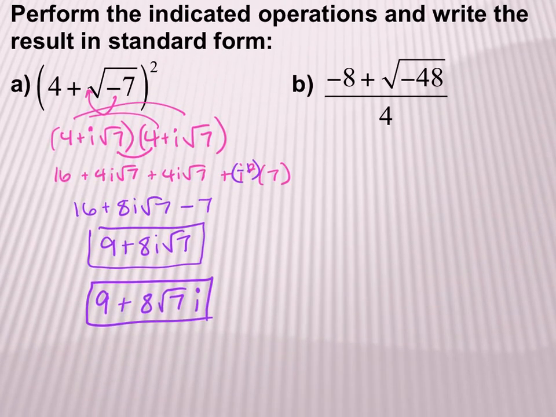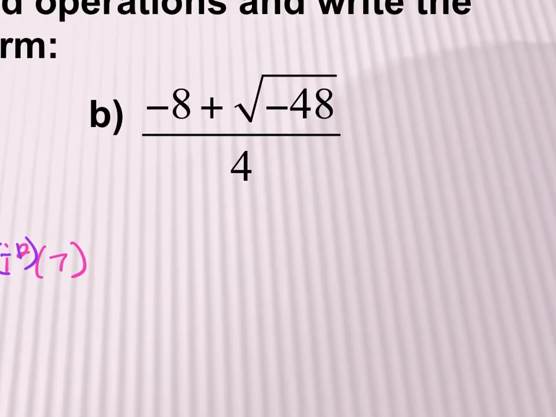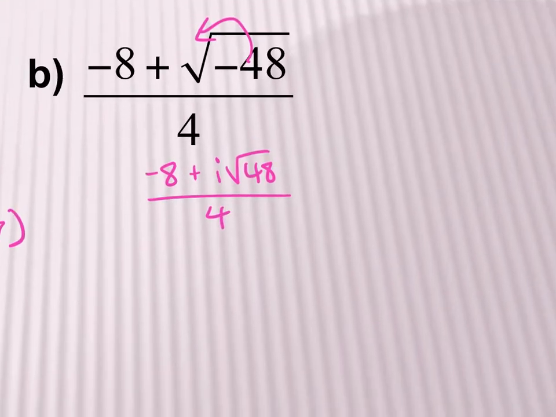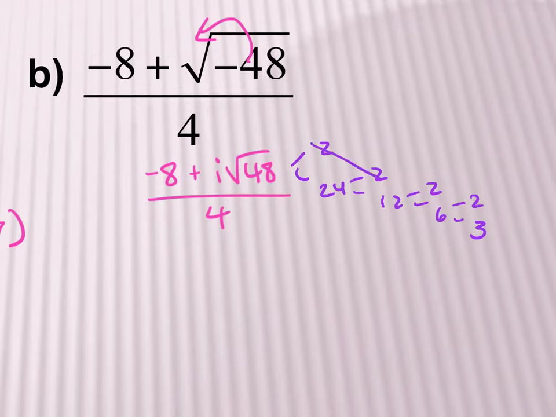Okay, and then B, again, first thing to do is take that negative out. So I get negative 8 plus i root 48 over 4. 48, you can either do 16 and 3 or you could break it all the way down: 24, 2 and 24, 2 and 12, 2 and 6, 2 and 3. There's 1, 2, that's going to go to the outside, and a second 2 this time is going to go to the outside. The 3 stays underneath. So I end up with negative 8 plus 4i root 3 over 4.